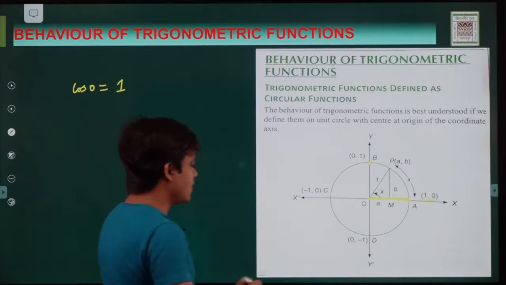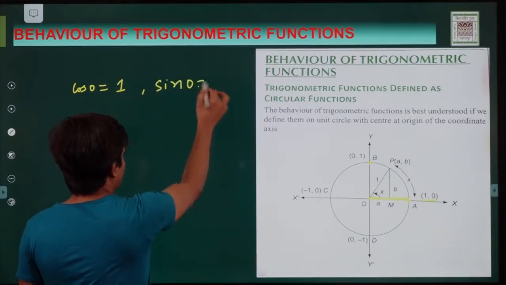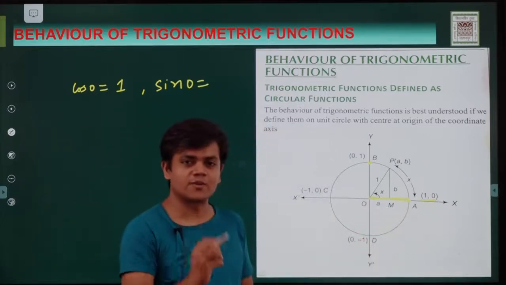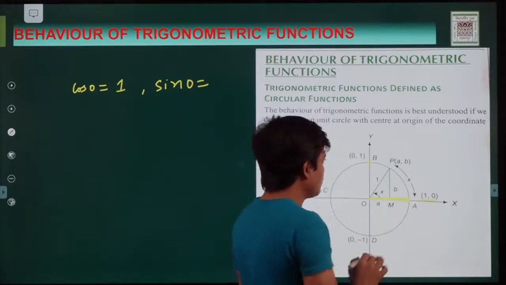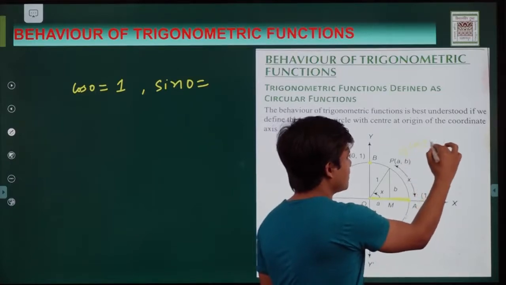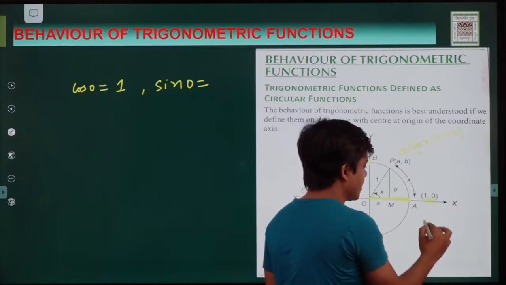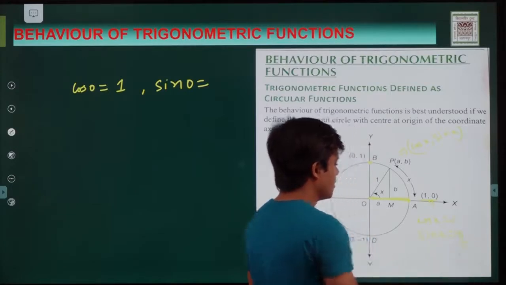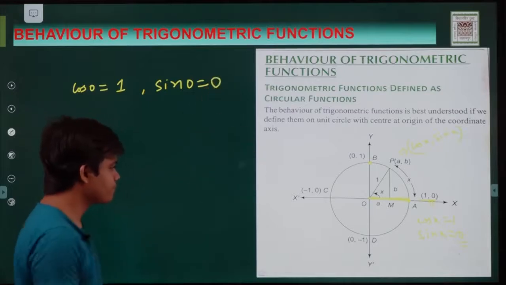All right. Now if I ask you about sin 0, on this base, the perpendicular has become 0, because this is the point 1 comma 0, and we know this is nothing but cos x, sin x. So from here it is clear that cos x is equal to 1 and sin x is equal to 0. So sin 0 is equal to 0.